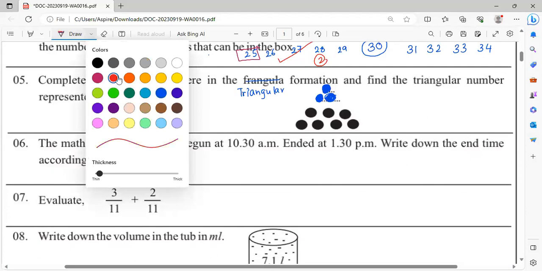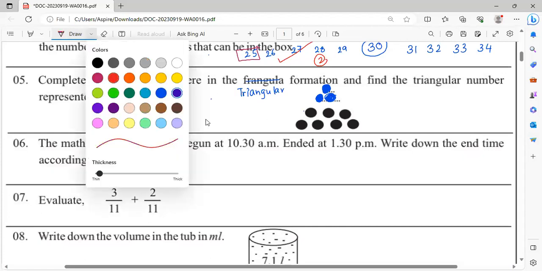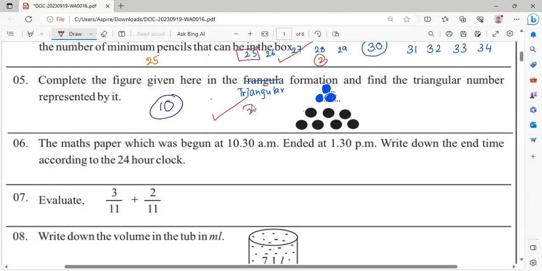Then what is the triangular number form here? It is 1, 2, 3, 4, 5, 6, 7, 8, 9, 10. Then find the triangular number represented by it. It is 10. If you have written this, you are given 2 marks. Okay.